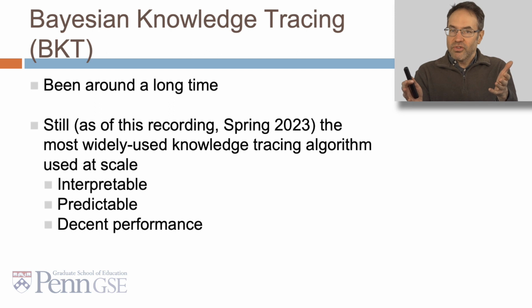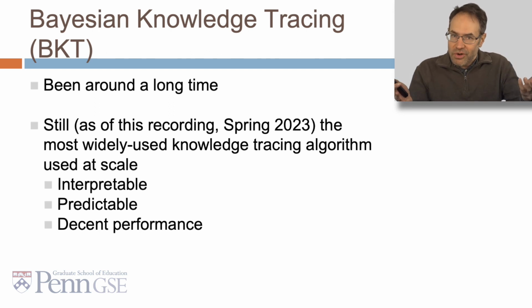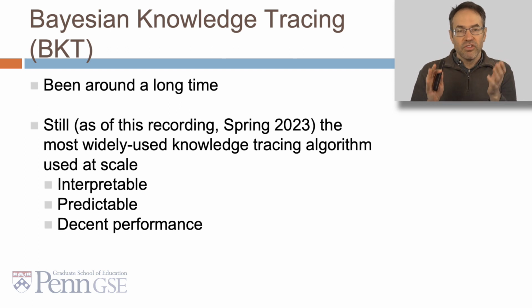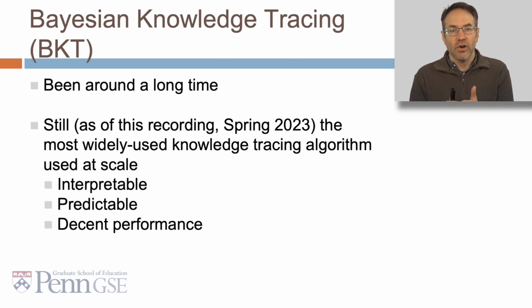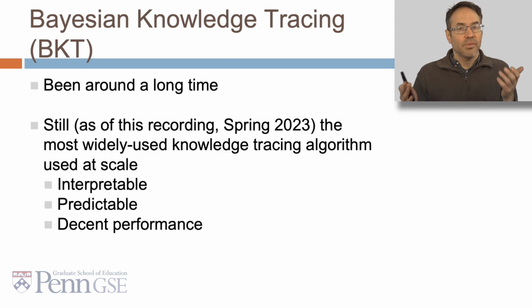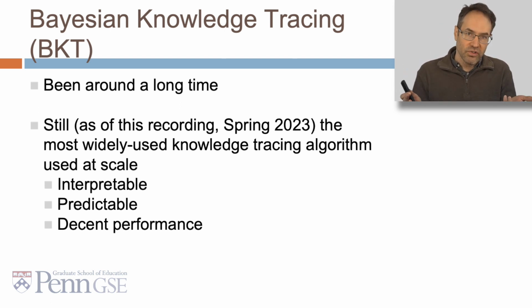So Bayesian knowledge tracing, BKT, has been around a long time. Still, as of this recording in spring 2023, it's the most widely used knowledge tracing algorithm at scale. That's because it's interpretable, and its performance is very predictable, unlike some of the algorithms we're going to talk about later this week. Although its performance isn't as good as really any of the modern alternatives, it still achieves good enough performance for a lot of real-world tasks.